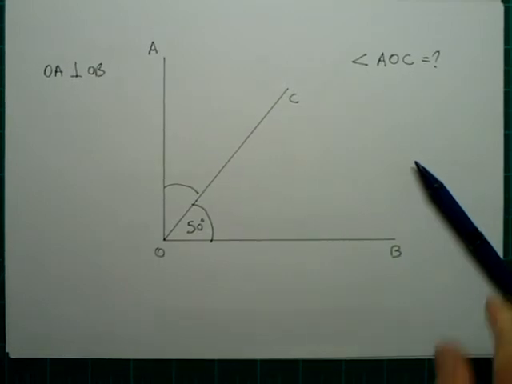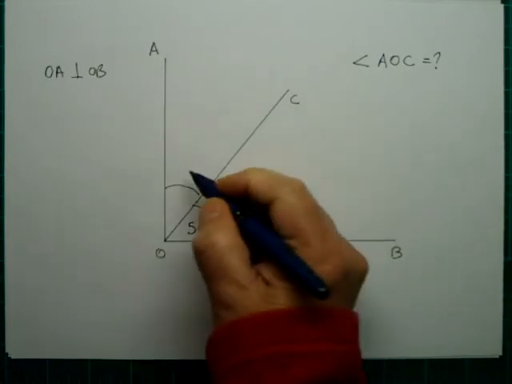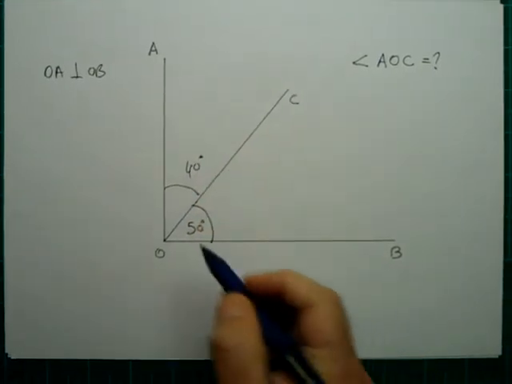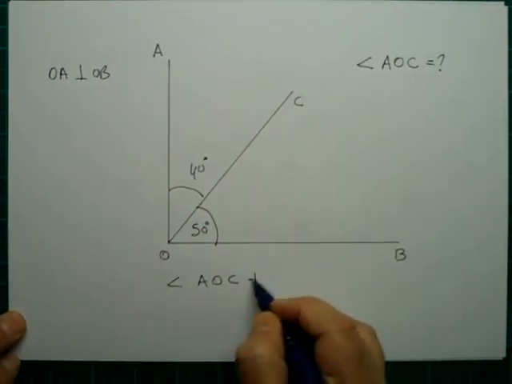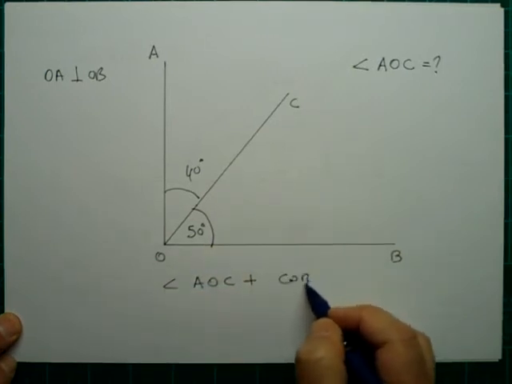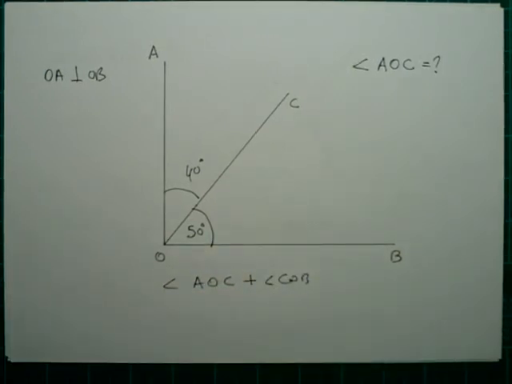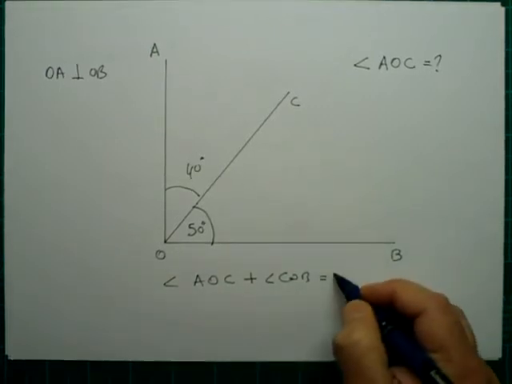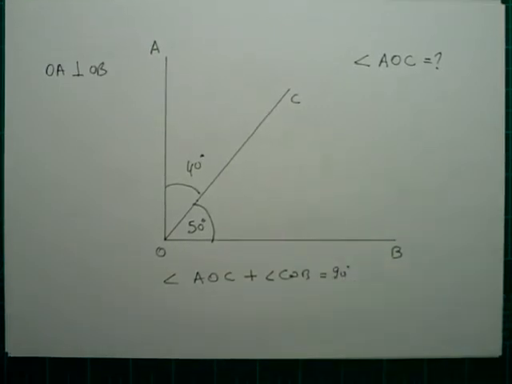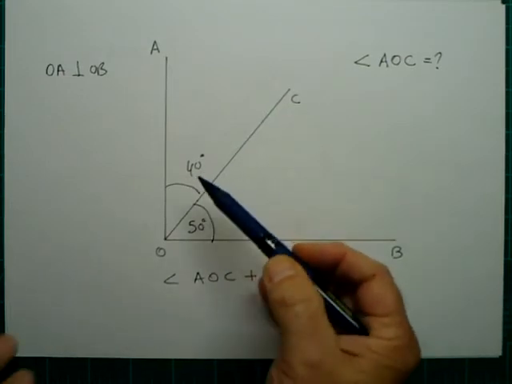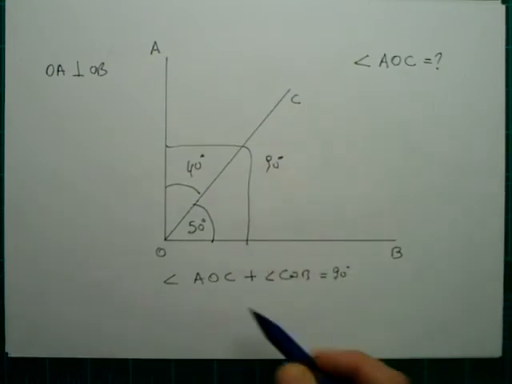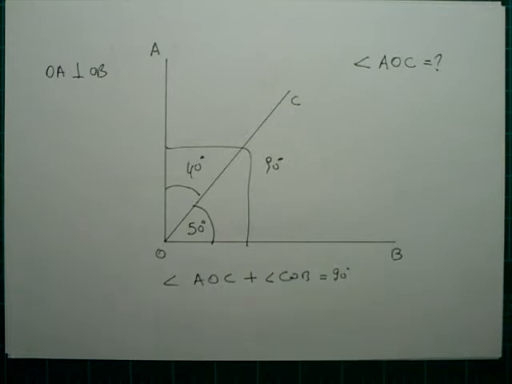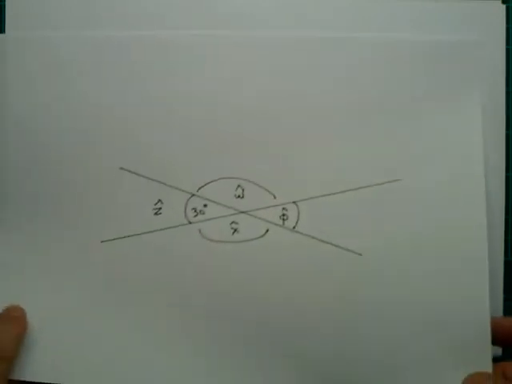Okay, now the angle AOC is equal to 40 degrees. Why? Because these two angles, AOC and COB, are complementary, which means that if you add them, you get 90 degrees. So this should be 40 degrees, as all this angle is a right angle, 90 degrees. 50 plus 40 gives 90. Okay, let's go to another exercise.